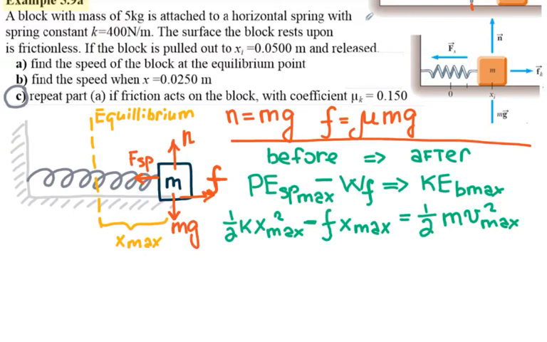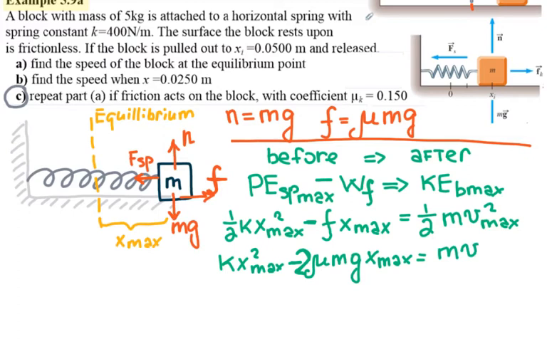So multiplying the first one by 2, I get k x max squared minus the force of friction, mu m g, times x max. I have to multiply every single one of them by 2, so there's a 2 right there. And if I multiply the last term by 2, the fraction goes away, and I have m v max squared.